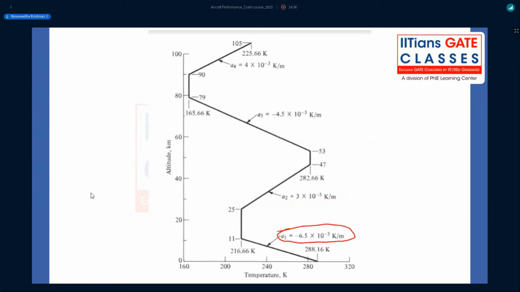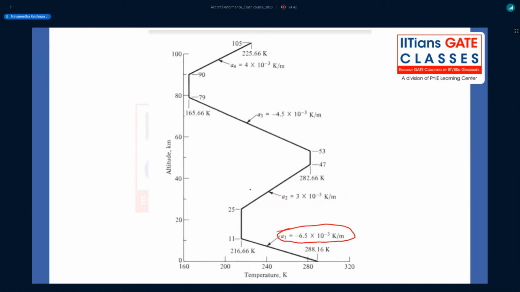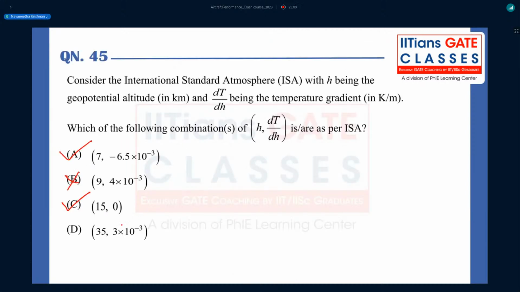Now if you see, they asked in 35 kilometer. From 25 to 47 kilometer altitude, the lapse rate is 3 into 10 power minus 3 Kelvin per meter. So anywhere between 25 to 47 kilometer, the lapse rate should remain 3 into 10 power minus 3 Kelvin per meter. So they given at 35 kilometers, that means at 35 kilometer also, the lapse rate is 3 into 10 power minus 3 Kelvin per meter only. So option D is also correct.